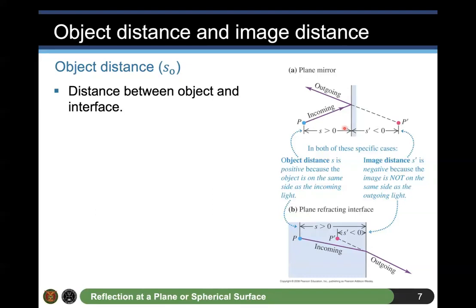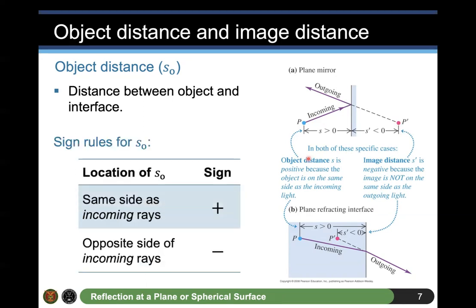So that's S_O. If the object is on the same side as the incoming light, if your object is on the incoming plane or incoming ray, then S_O is positive. Our S_O will have a positive sign. When the object is on the other side, not on the same side as the incoming ray, then the object distance is negative. So the object distance can also be negative. Okay? So these are the sign rules for your object distance.